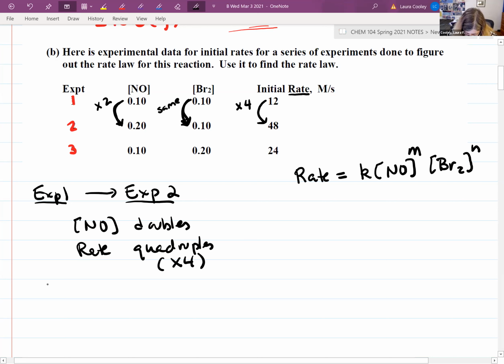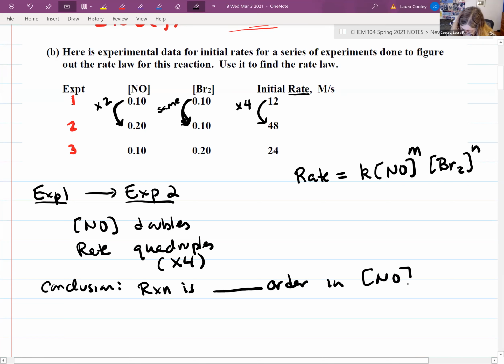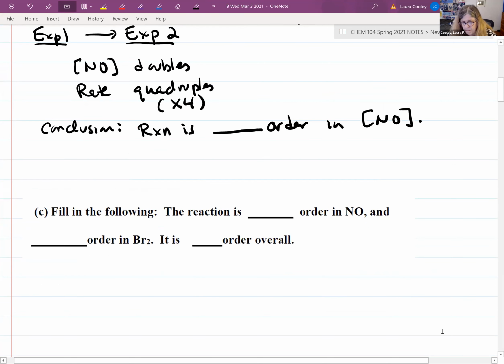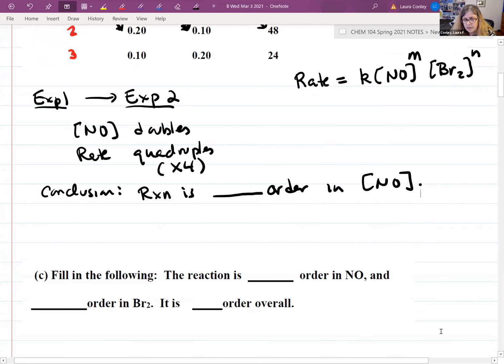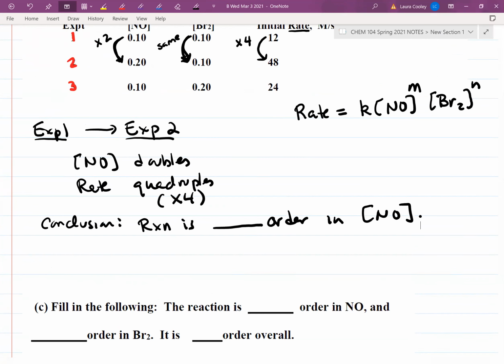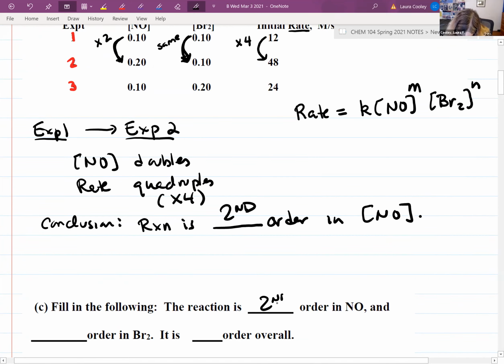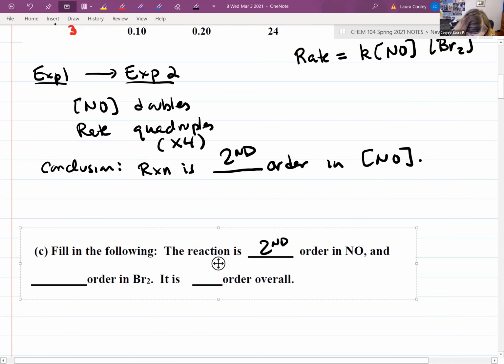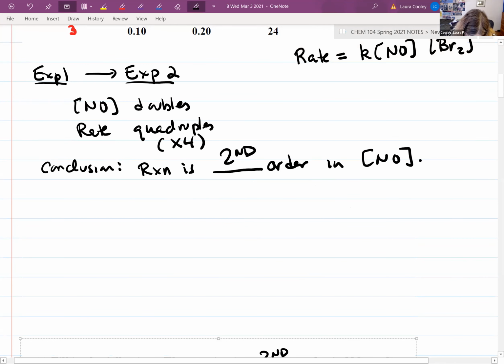So what is the conclusion here? So the reaction is what order in NO? What do I put in there? A doubling gives a quadrupling. Is that second order? Second order, exactly. Okay, so second order in NO. Okay. So now I'm going to go on to the next one, back to that set of data.